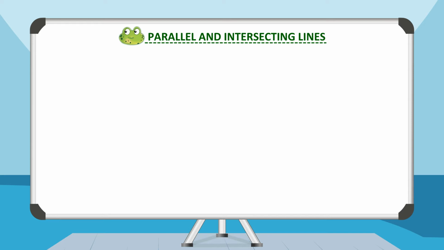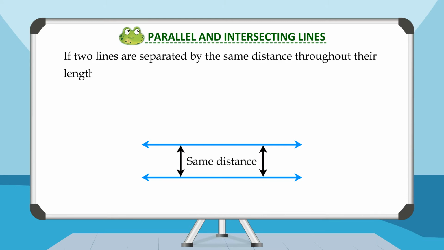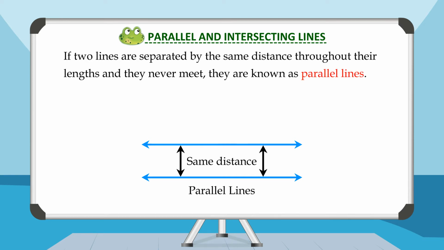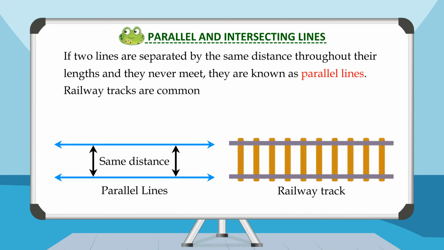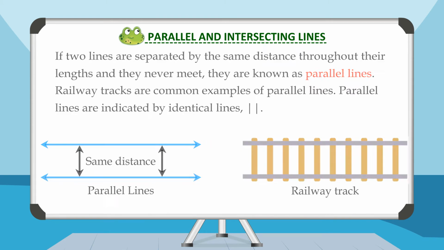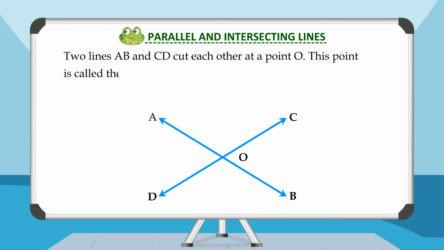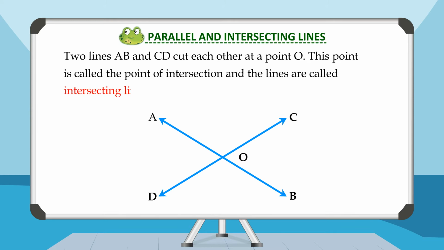Parallel and intersecting lines. If two lines are separated by the same distance throughout their lengths and they never meet, they are known as parallel lines. Railway tracks are common examples of parallel lines. Parallel lines are indicated by identical lines. Two lines AB and CD cut each other at a point O. This point is called the point of intersection, and the lines are called intersecting lines.